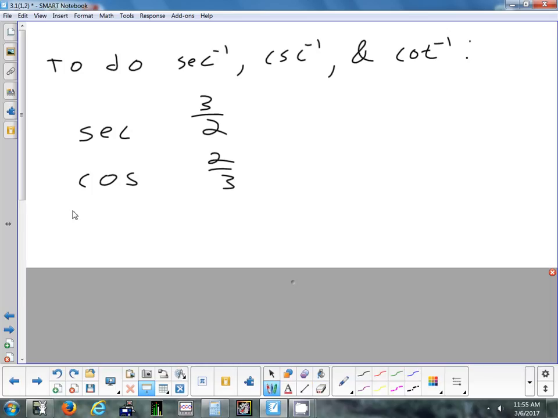Okay. And usually when you write this, there's a variable or something right there. So these two equations mean the same thing. If the secant is 3/2, the cosine is 2/3. Okay, let's try another one. What if the cotangent was equal to 5/2? If the cotangent is 5/2, what else do you know? Gabe? The tangent is 2/5.